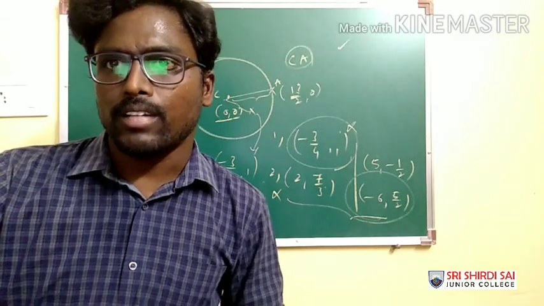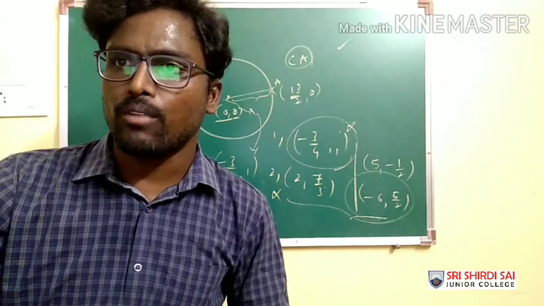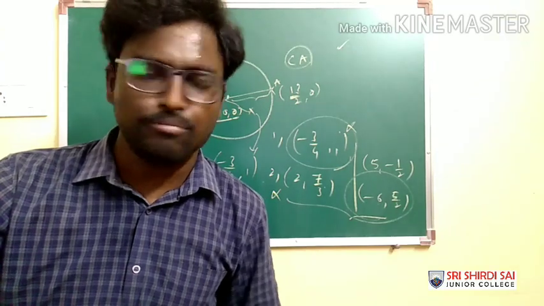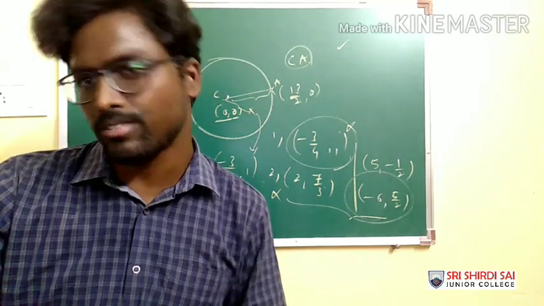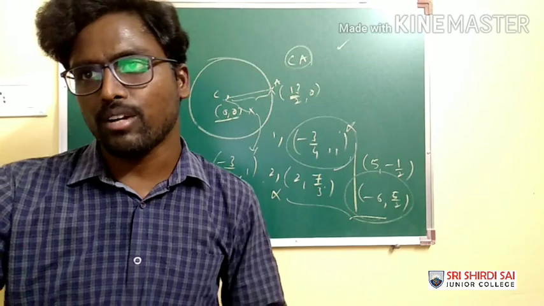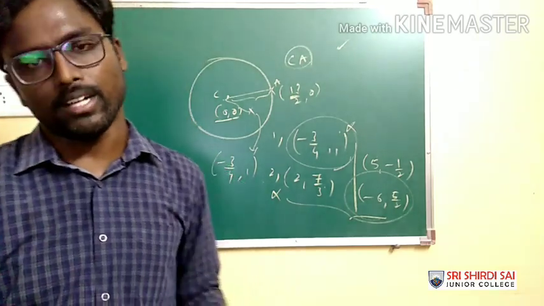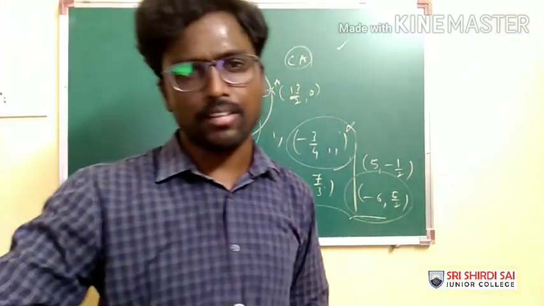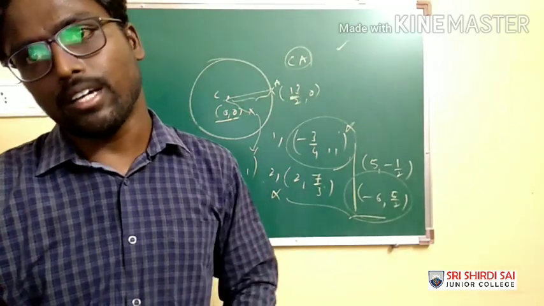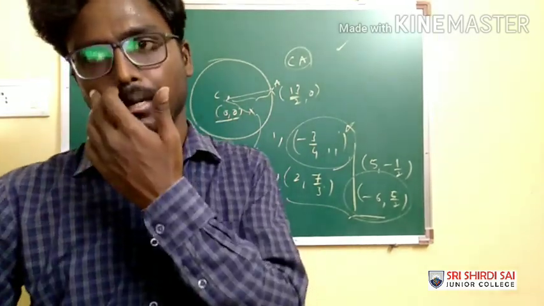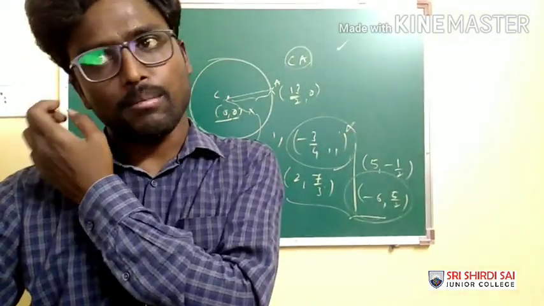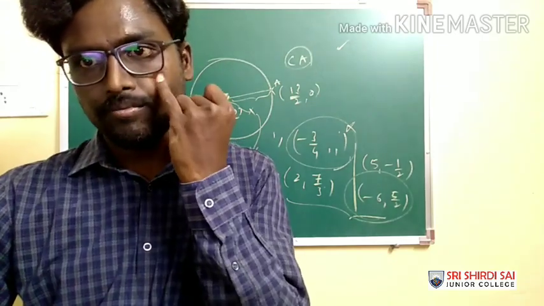Next, if the distance between the points (4, P) and (1, 0) is 5, then find the value of P. As in the usual question we did in the first case, we'll apply the distance formula and equate it to 5 so that we get the value of P. Here you get P equal to plus or minus 4, option B. It's a very basic application, as we did in the first case.